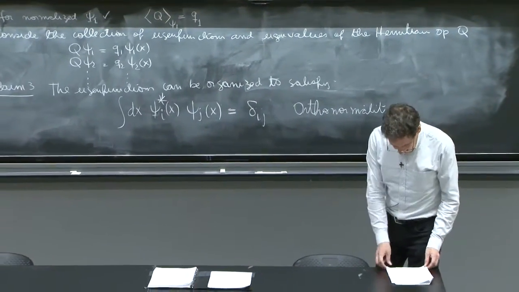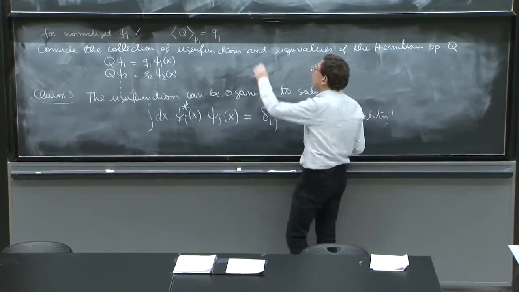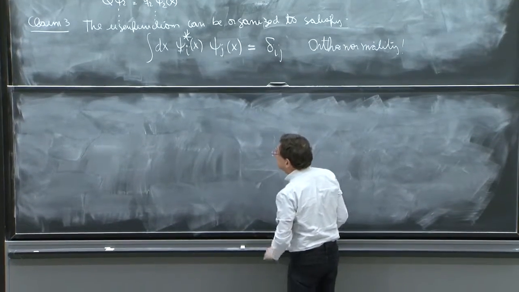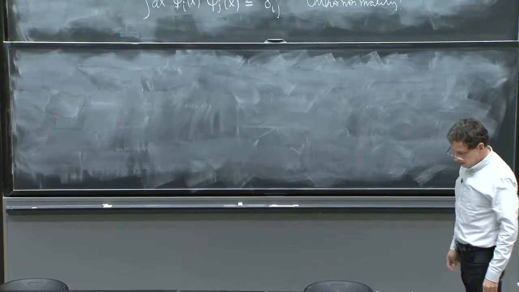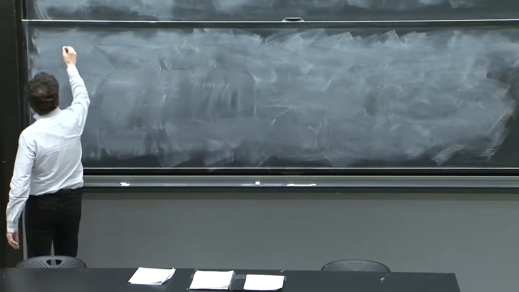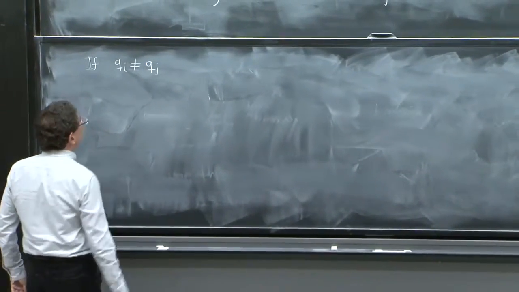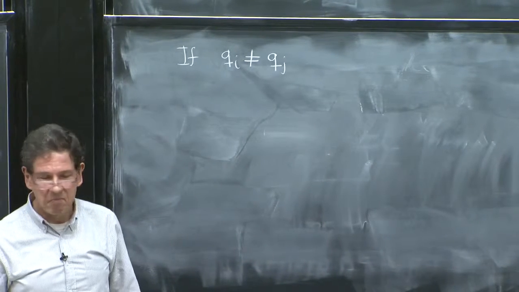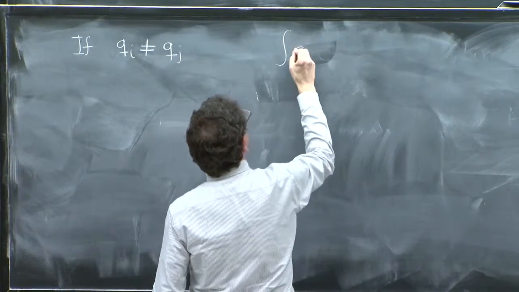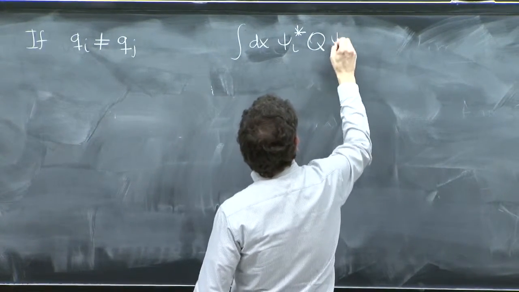So what do I want to do? I want to prove one part of this, which is the part that is doable with elementary methods, and the other part is a little more complicated. So let's consider the case if Qi is different from Qj. I claim I can prove this property. We can prove this orthogonality. So start with the integral dx of psi i star Q psi j.